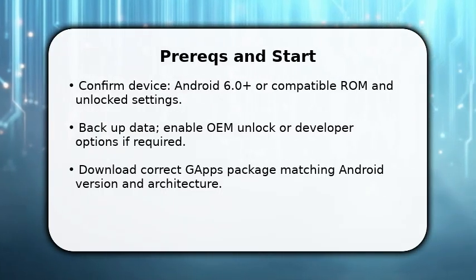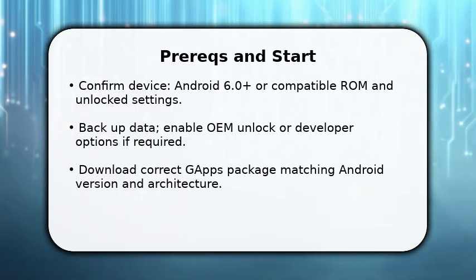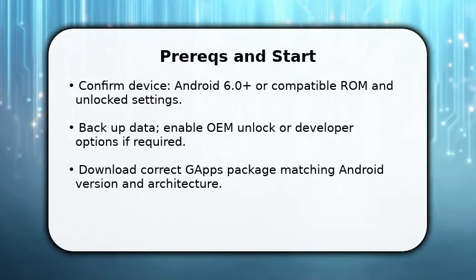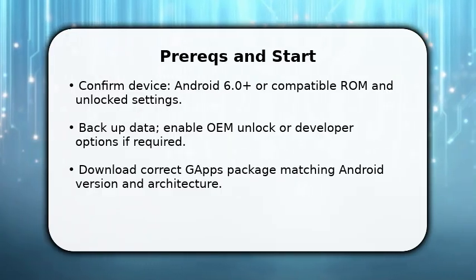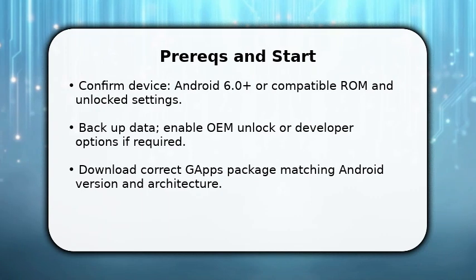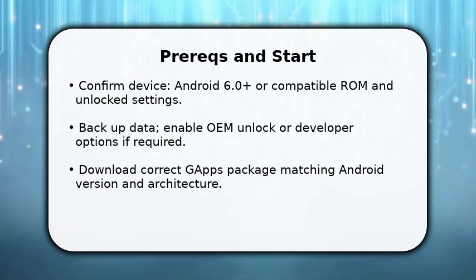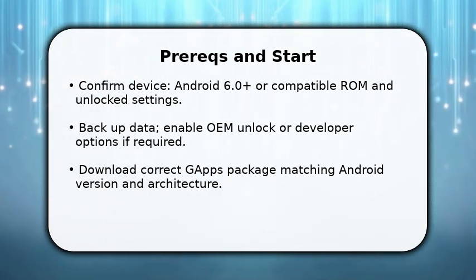You then download the matching GApps bundle and a reliable installer like Magisk or TWRP. This prevents mismatches that break dependencies. Make sure to verify checksums to avoid corrupted files before proceeding to the installation phase.